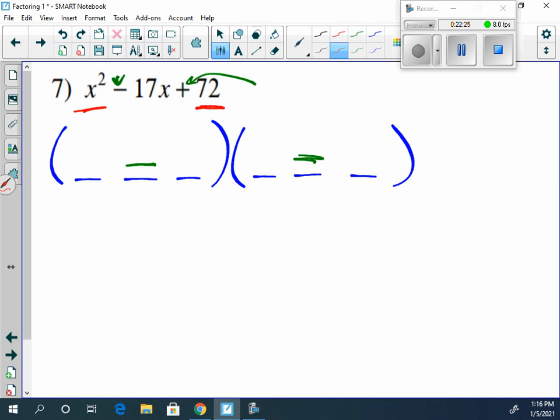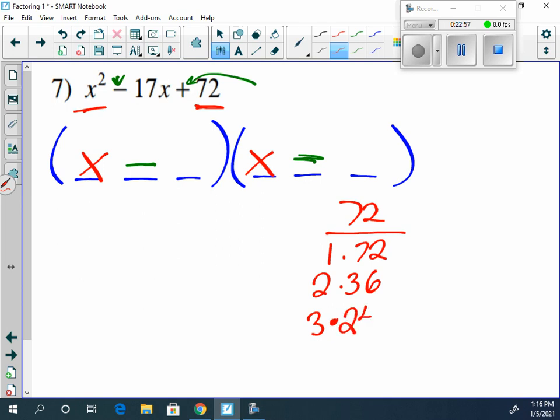Now, step number 4 is define the factors of the first and third term, the factors of x squared and 72. Well, the factors of x squared are going to be x and x, because the only factors of x squared are x and x. Those are the only factors that we have. Now we need to find the factors of 72. Well, 72 has a few. We have 1 and 72. 2 and 36.